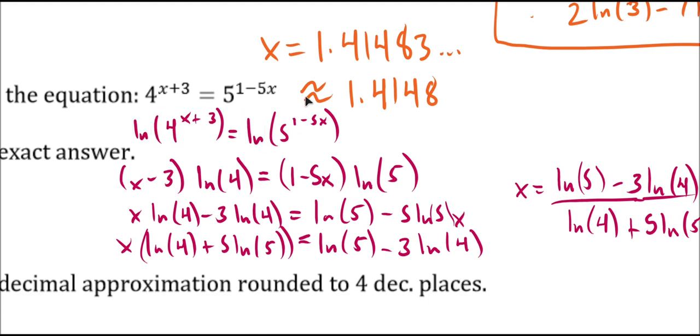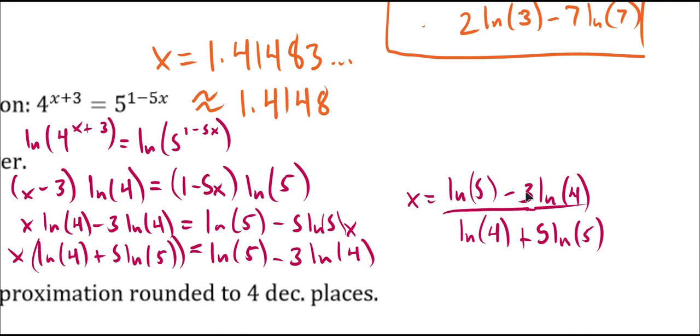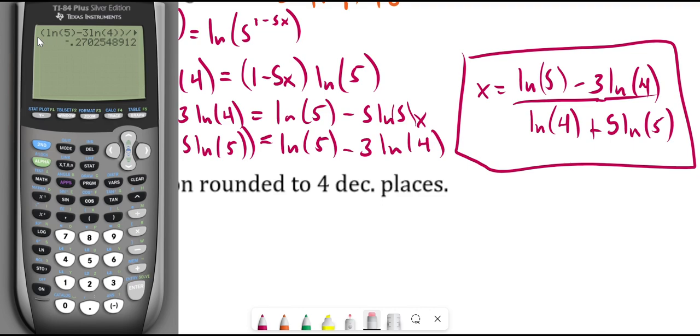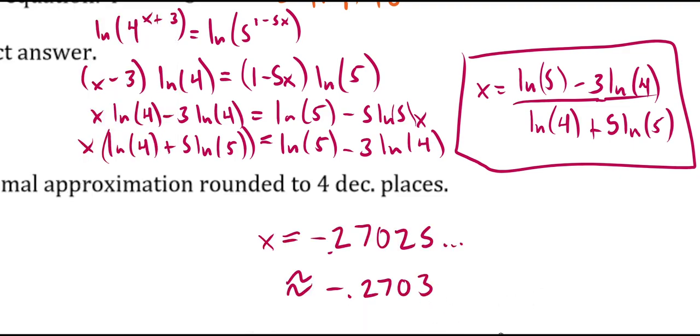If we take the log of both sides, we're going to free up our exponents out to the front as multiplication. Distributing and then grouping like terms, we have the following. Now factoring out my x and dividing it off, we get this exact answer. Making sure to put parentheses around our numerator and denominator, we get the following answer when we type this into the calculator, which rounds as follows to 4 decimal places.